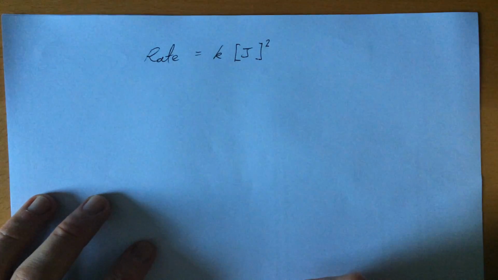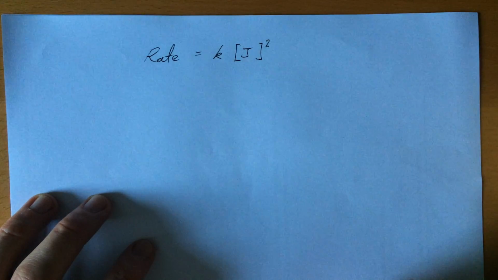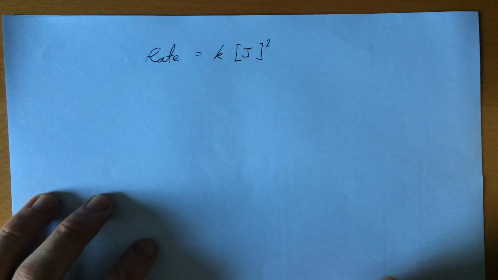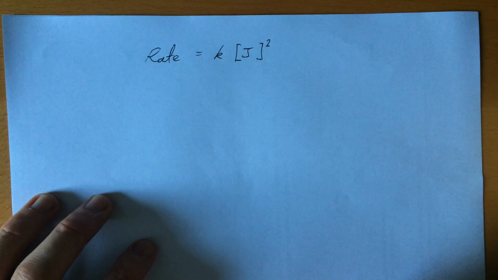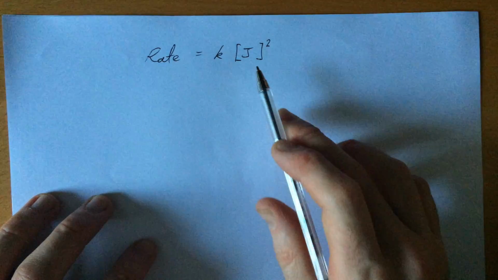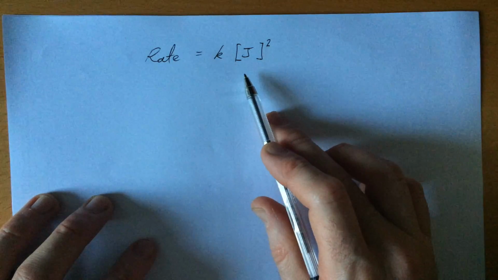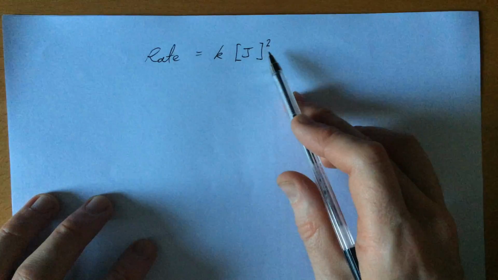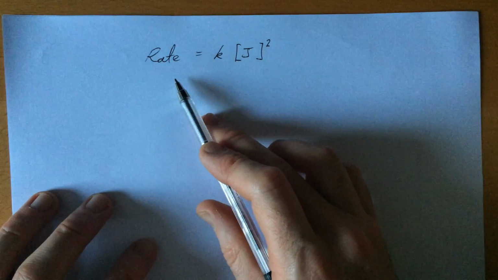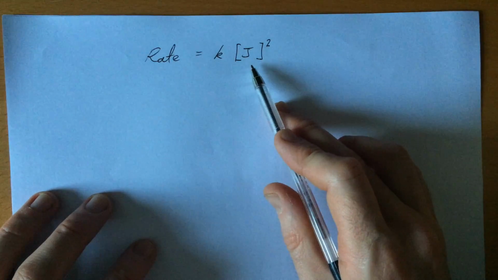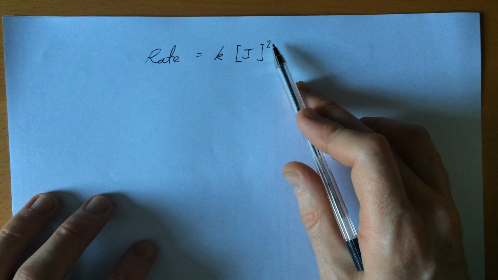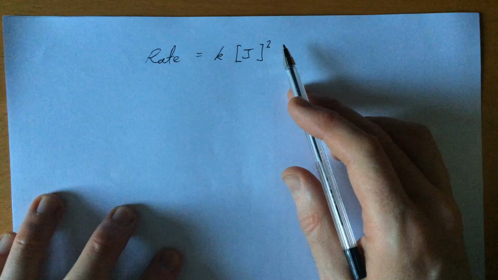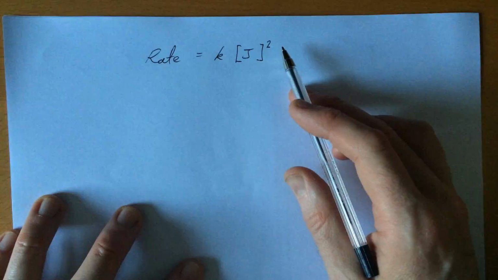So this example is different because instead of, like in question 1, both substances in the rate equation being first order, here we have only one substance in the rate equation, which is J, and J is second order. So the rate is proportional to the concentration of J squared, and that's important, and you'll see why as we work through some of these examples.